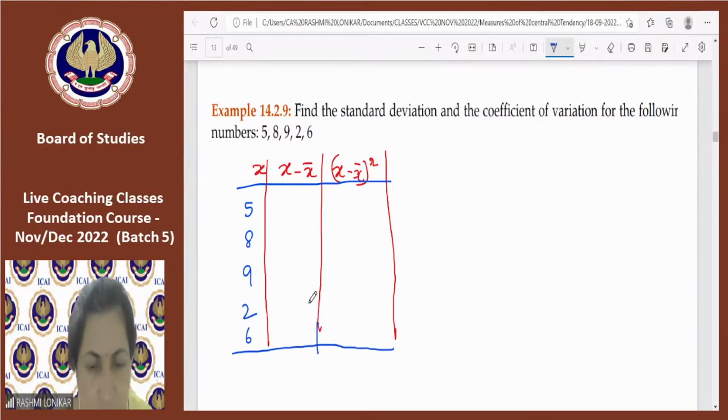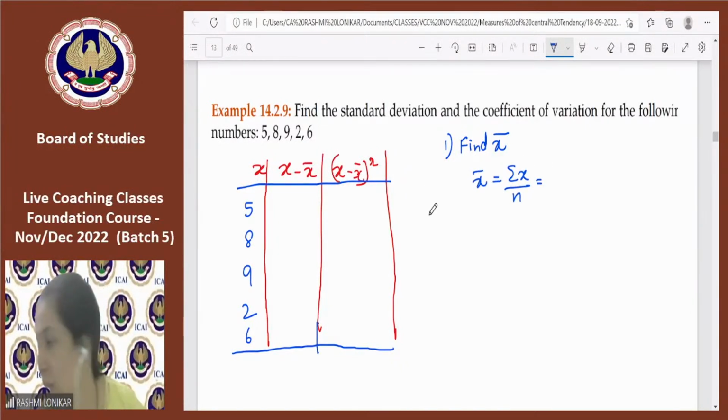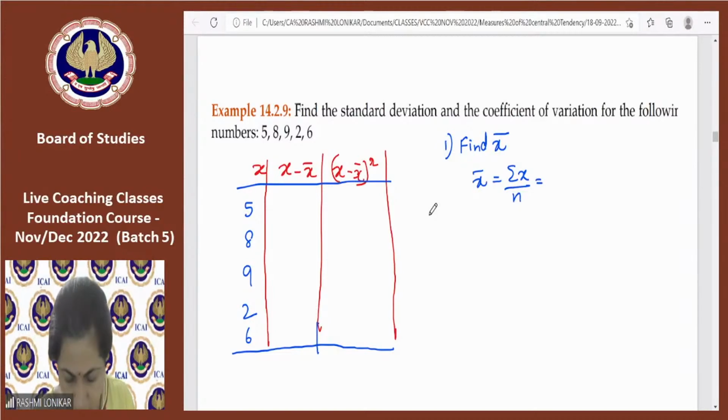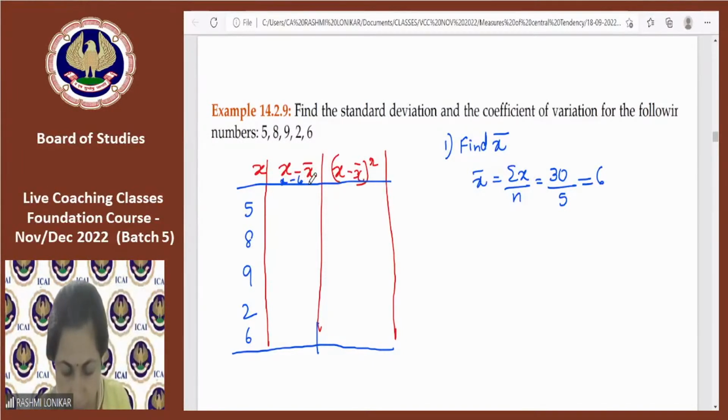So first step is find x bar. Now what is x bar? X bar is nothing but summation x upon n. Now what is summation x here? 5 plus 8 plus 9 plus 2 plus 6. So that is 30, and how many numbers are there? 5. So x bar is 6. So this will be x minus 6. 30 divided by 5 is equal to 6.